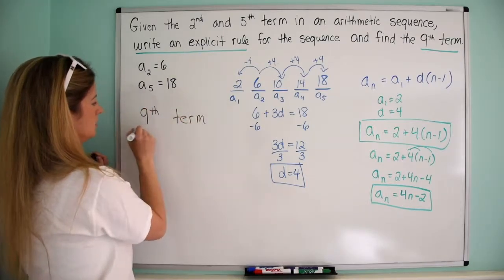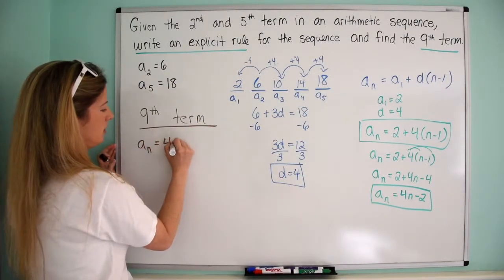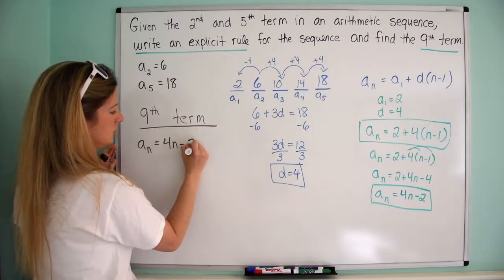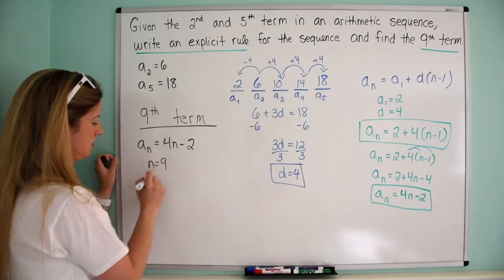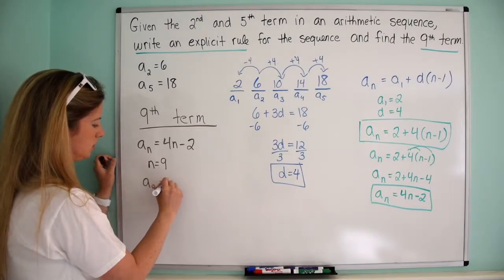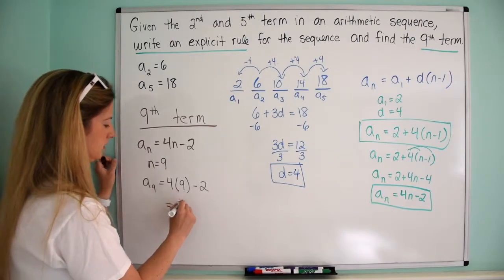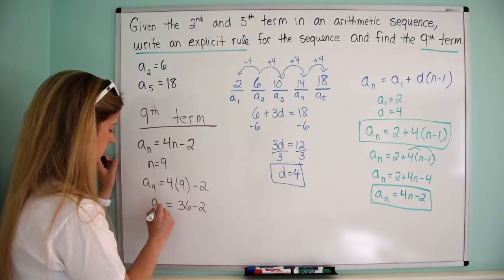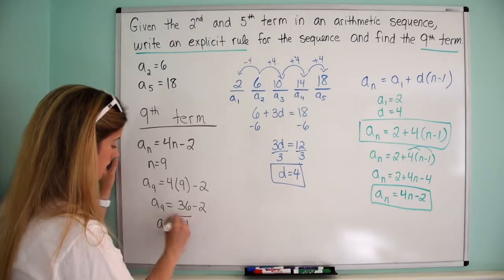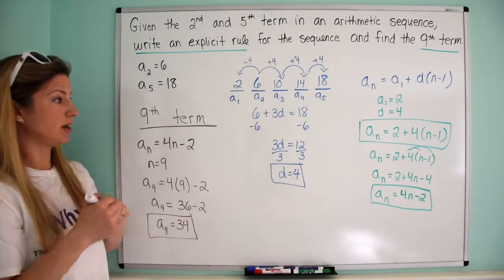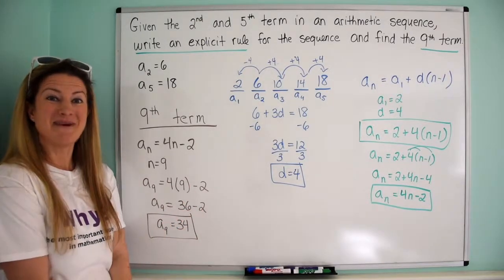Okay. So that means all we're going to do is we're going to take our explicit rule, a sub n equals 4n minus 2, okay? And we're going to say, I want the 9th term, so in this case, n equals 9, okay? So the 9th term equals 4 times 9 minus 2, okay? So 4 times 9 is 36, okay? So that's a sub 9. And then 36 minus 2 is 34. Perfect. So we are done. We got our explicit rule. We found our 9th term. We are all set. So good job.